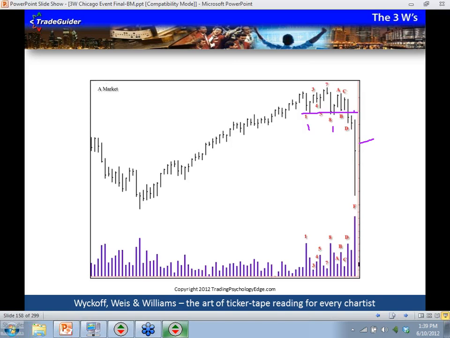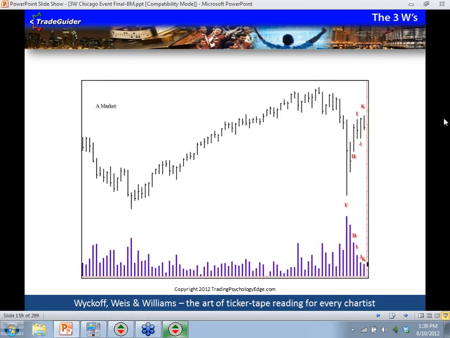But look, it closes in the middle, right? So certainly there was supply on that bar. There was selling on that bar, and there was a lot of it. But because of the close, somebody stepped in and moved the market from the lows all the way back up into the middle of the bar. So somebody was in there buying. And we can see that just by looking at the price bars. Let's see what happens now.